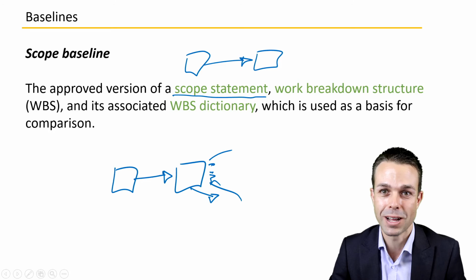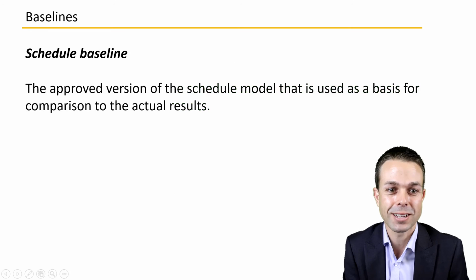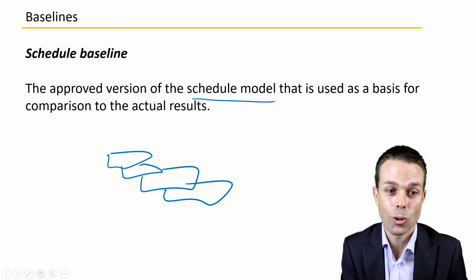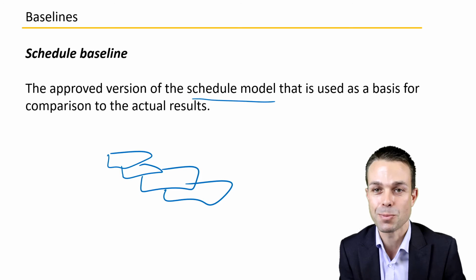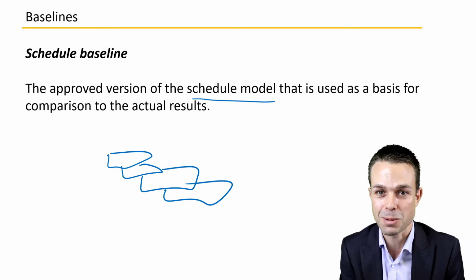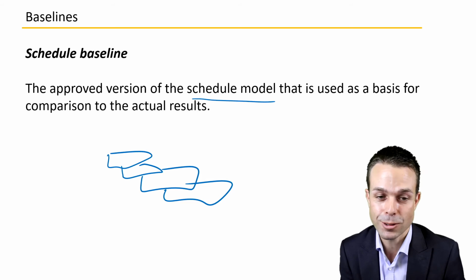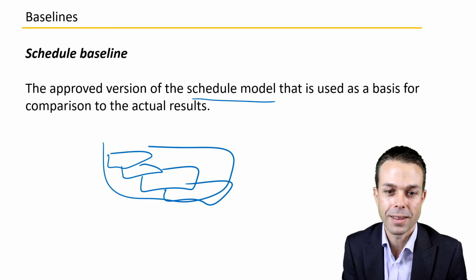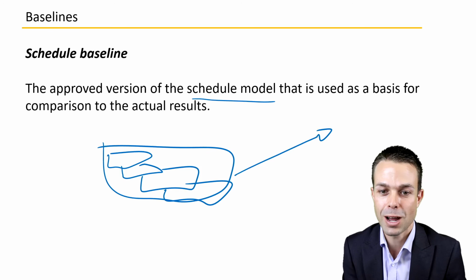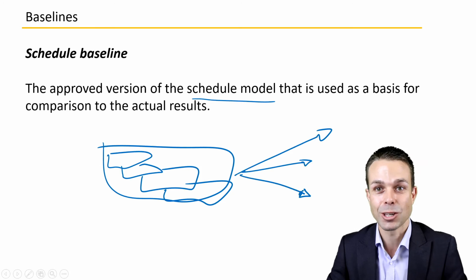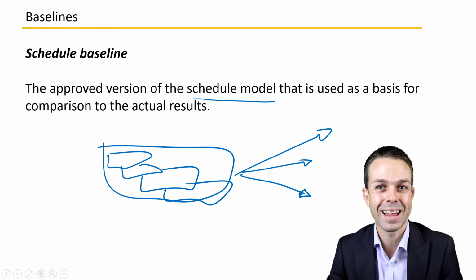and we know if we're not going to deliver it on time as well. The schedule baseline, so that's the approved version of the schedule model. That could be your Gantt chart, or really just even dates and activities depending on how you outline that in your project management plan. And that's used as a basis for comparison to the actual results. So once it's locked in, then how are we actually tracking over time? Are we on track? Are we not going well? That's what we really want to know. How do we project this? And is it going according to our project management plan?